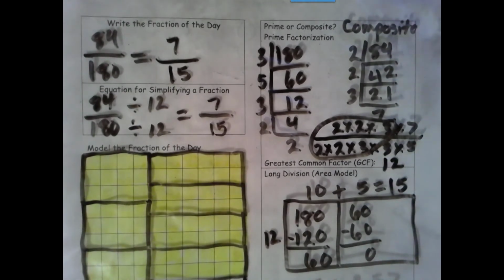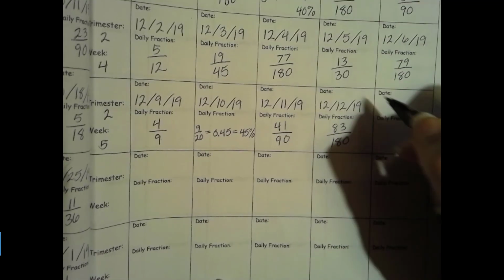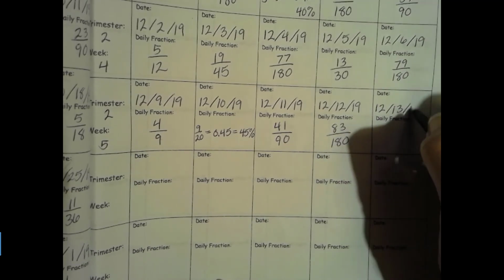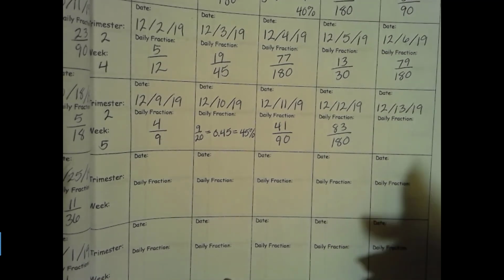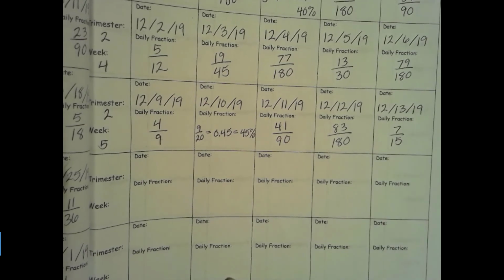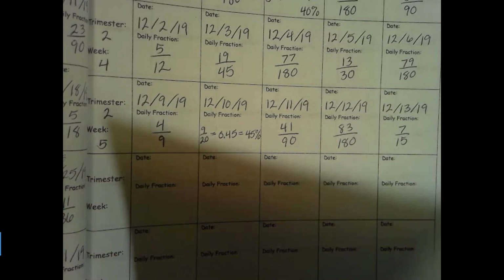All right, now let's go ahead and fill in our data collection page. Trimester 2, week 5. Today's date is 12/13/19. And our fraction for today is 7/15. Okay, so we did groups of 12. Let's go ahead and get out our number line.